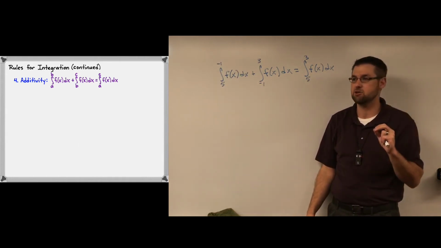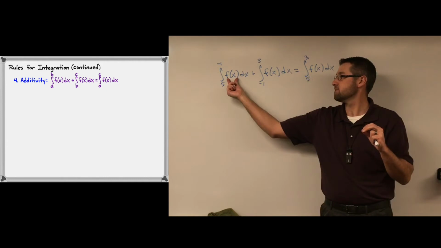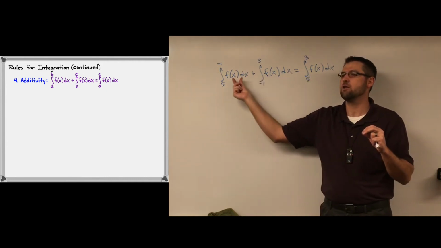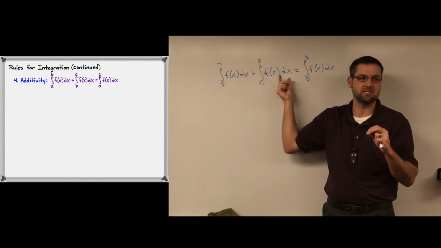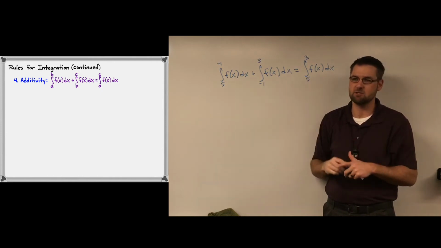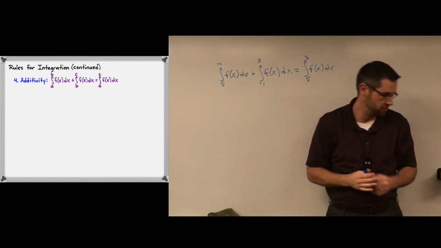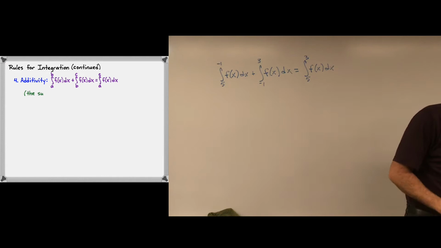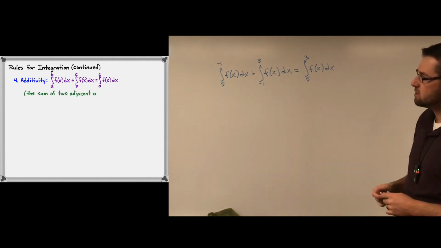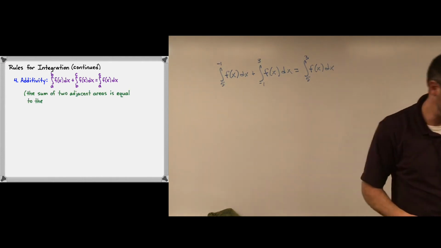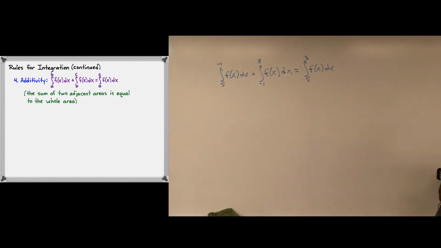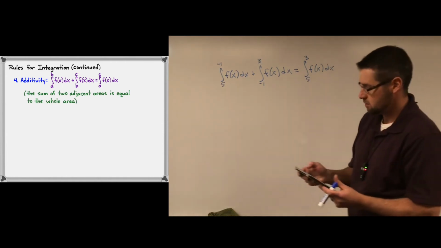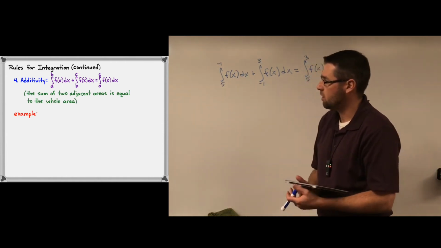The second thing you have to make sure is what? What are they called? The integrands are the same, right? If they're not the same, this rule does not apply. They have to match perfectly. Okay, and then we would write this, the sum of two adjacent areas, because there's no overlaps and there's no gaps, they're adjacent, is equal to the whole area.